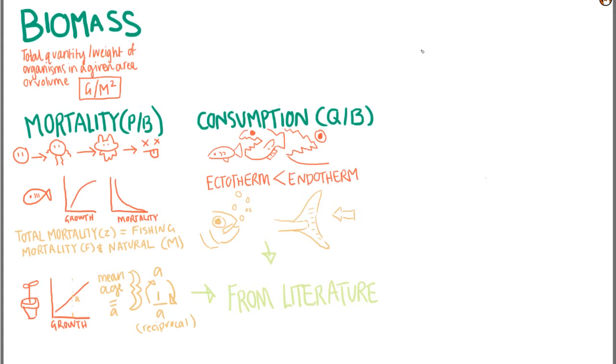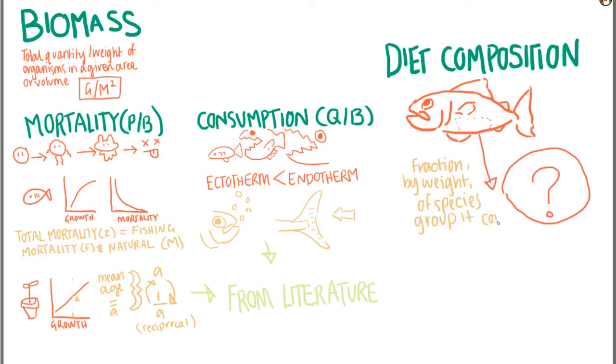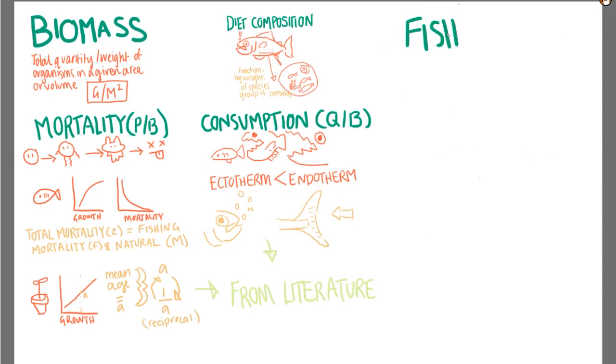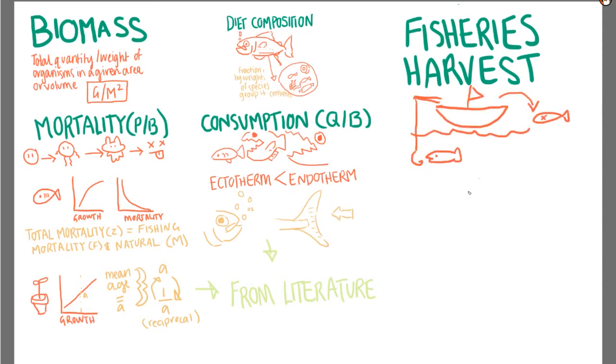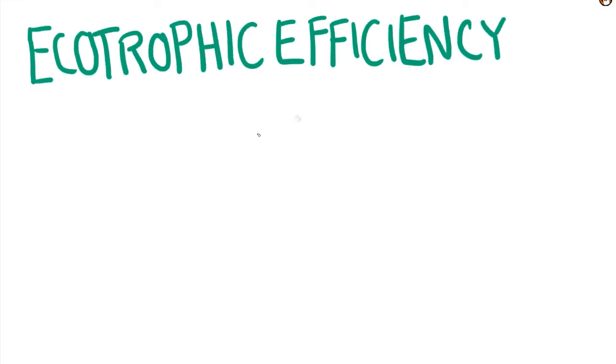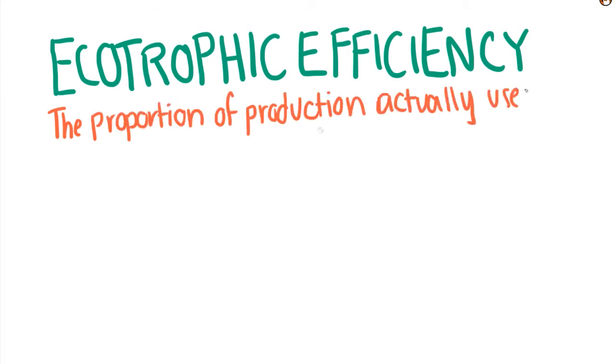Diet composition refers to what species groups are eating, given as a fraction by weight of the species group it consumes. It can either be generally assumed from trophic level or determined from gut content analysis. Fisheries harvest only applies to groups that have substantial fisheries mortality from catches, discards, and poaching, and can be obtained from fisheries data. Ecotrophic efficiency refers to the proportion of production that's actually used in the system, or the remaining mortality as a proportion of total mortality.